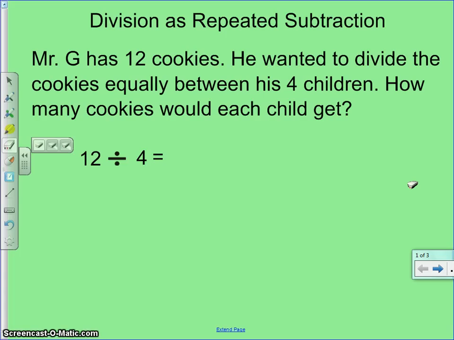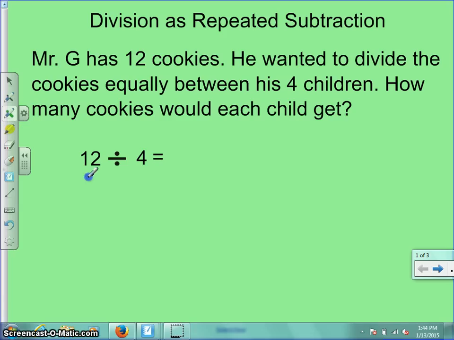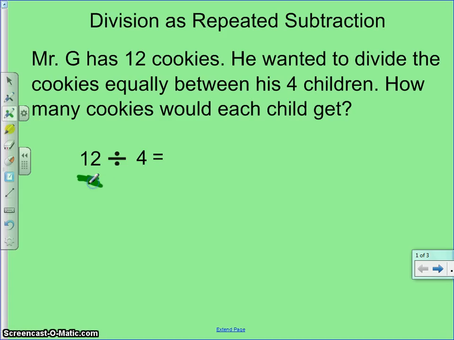Okay? Well, if I think of this as repeated subtraction, what I want to do is take my big number, in this case it's 12, and I'm going to start subtracting the divisor from it until I reach 0. And when I do that, however many times I subtracted will give me my answer. So for instance, if I take 12 and I subtract 4, it's going to give me 8. So that's one time that I subtracted 4. So I'm going to keep subtracting 4 until I get 0.